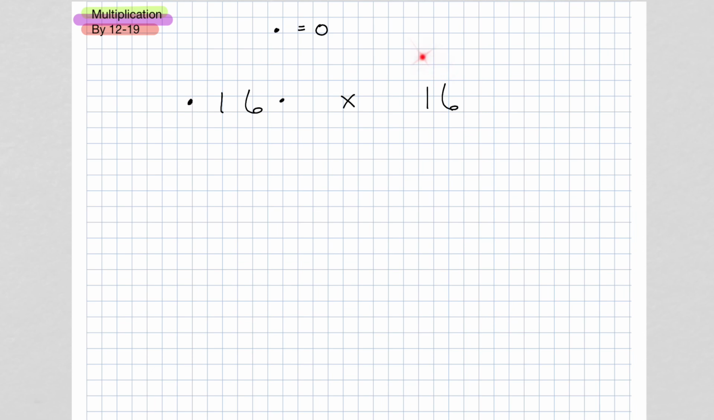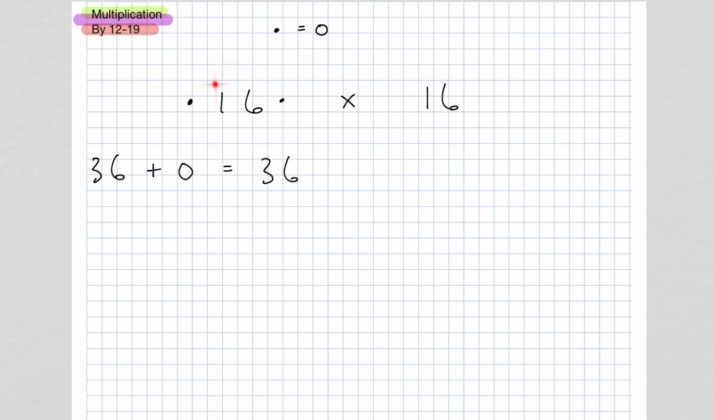Okay, step number 1, 6 times 6 plus 1. Excuse me, I'm sorry. 6 times 6 plus 0. Okay, remember these equal 0. So 6 times 6 plus 0. So 36 plus 0. That equals 36.